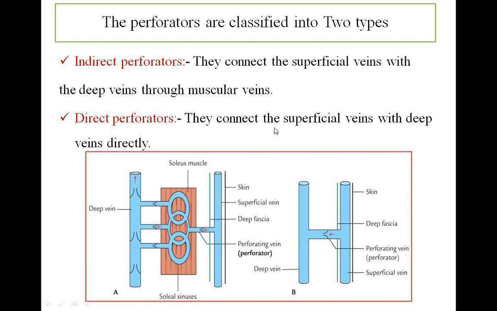Direct perforators connect the superficial veins with the deep veins directly. In this diagram, you can nicely appreciate that the superficial veins and deep veins are connected with each other directly. Here there are sinuses present in between, therefore they are indirectly connected with each other. So the perforators are of two types, indirect perforators and direct perforators.